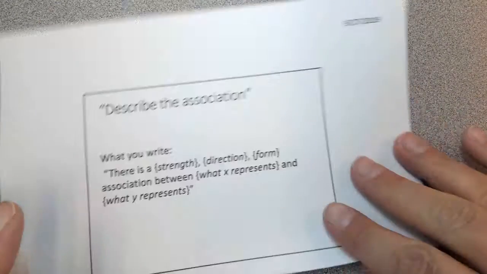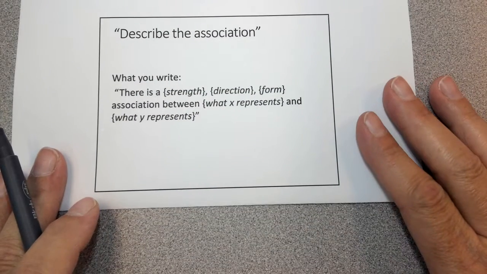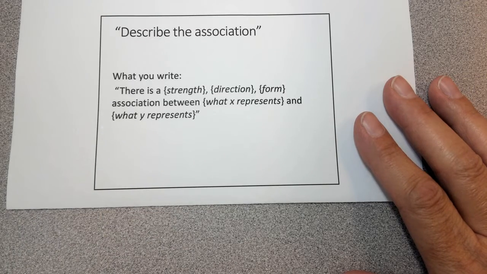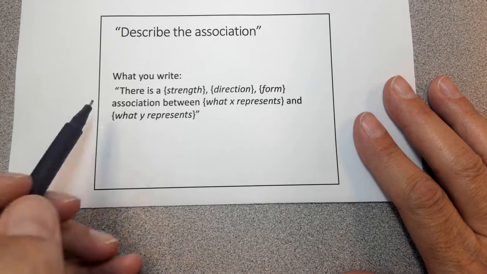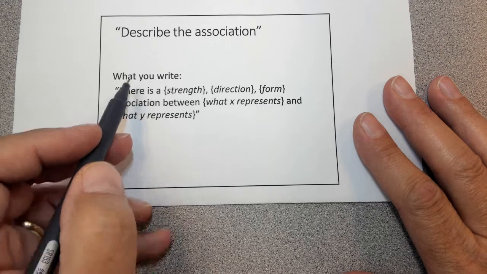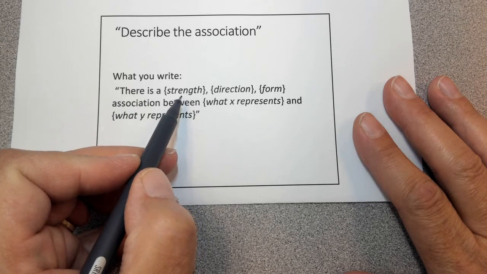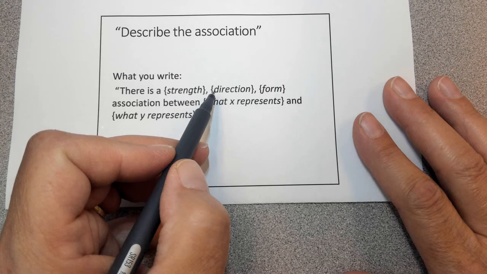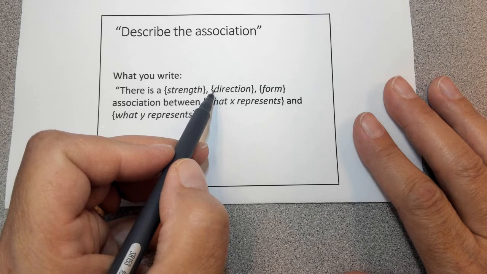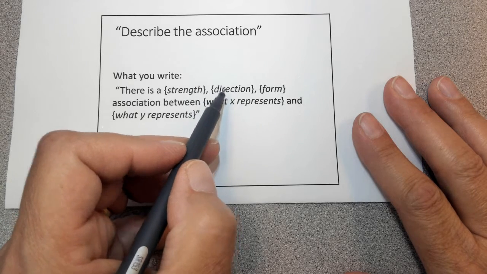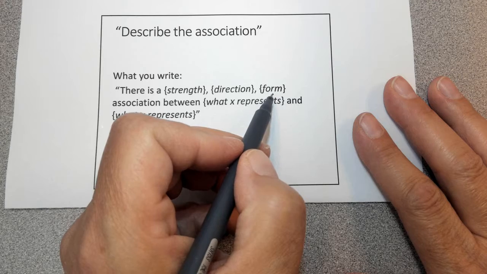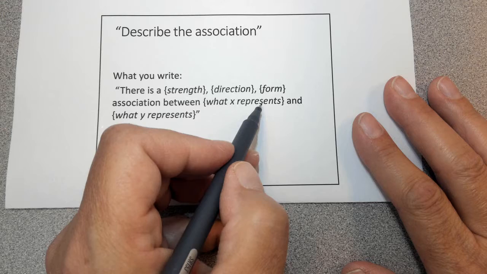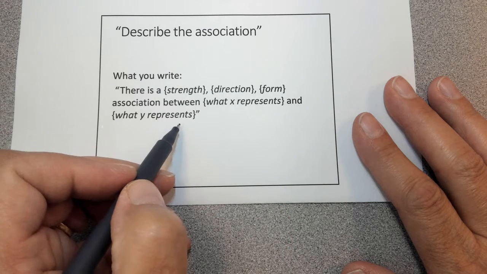The magic sentence. Fill in the blanks. You see a scatter plot, and you're asked to describe the association. You write, there is a, and then you fill in a strength word: strong, weak, moderately weak. Direction: positive, negative. Form: linear, nonlinear. Association between X in context and Y in context.